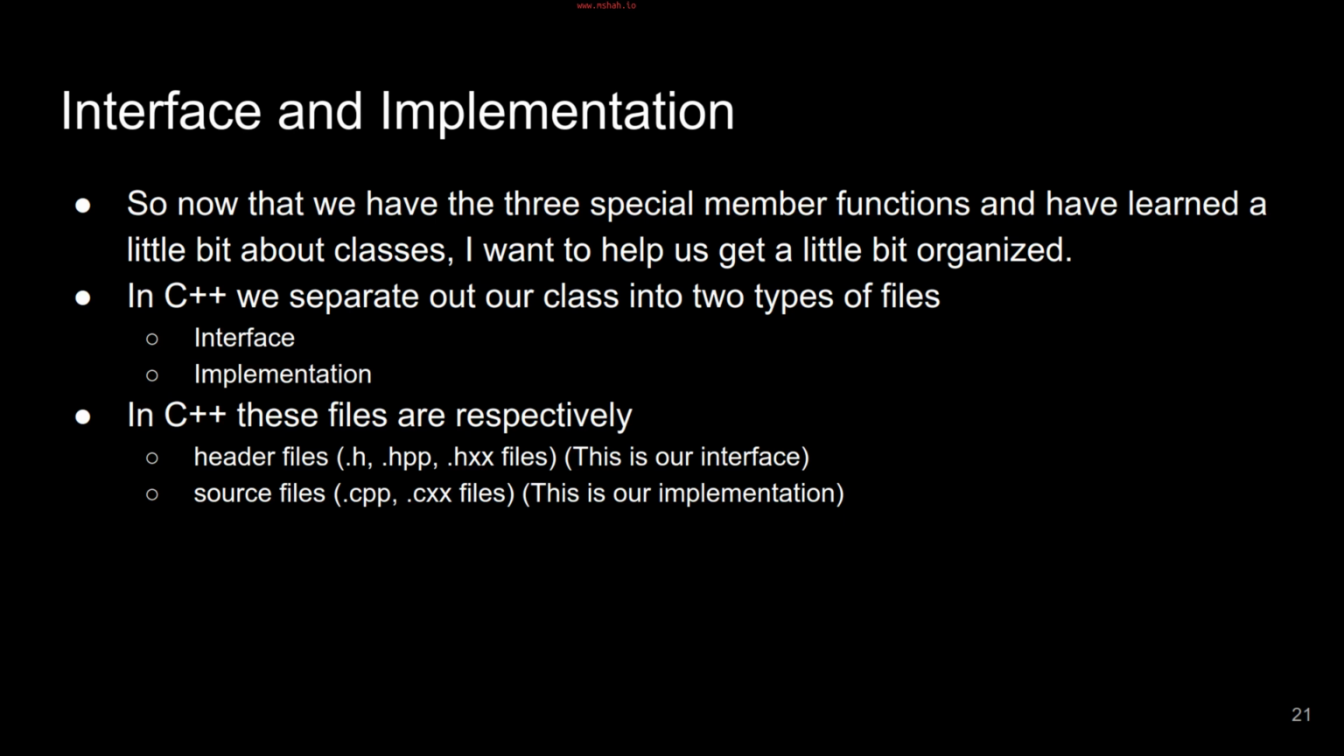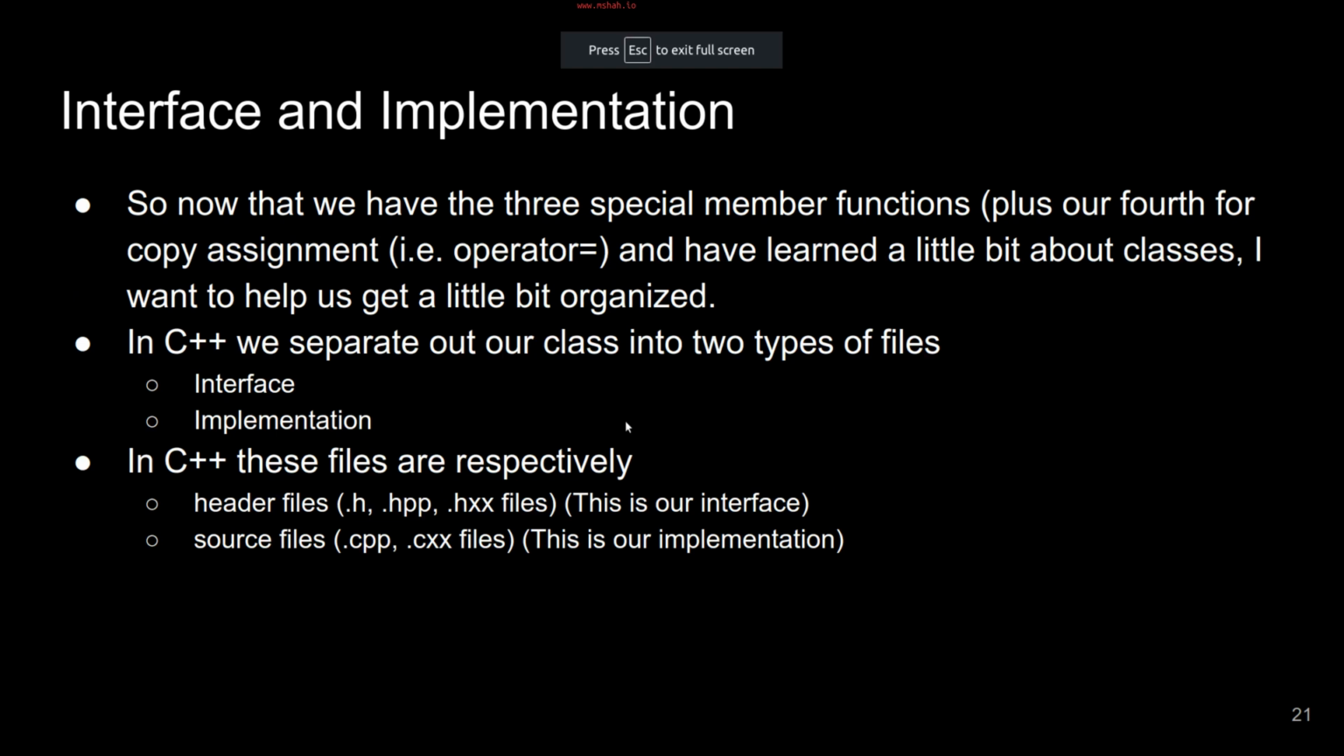But our file's starting to get crowded. So again, in C++, we can separate out our class into two types of files, the interface and the implementation. And these are respectively header files, where we have our interface, or sort of our blueprint for the class, and then our source code, which is the C++ files. That's the implementation. Okay, so let's go ahead and take a look at how we do this.